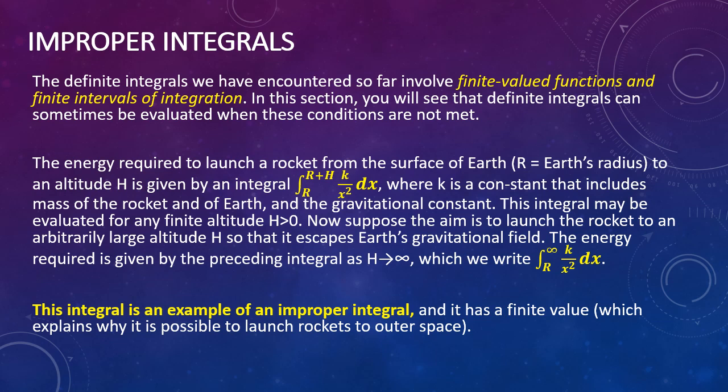Now suppose the aim is to launch the rocket to an arbitrarily large altitude h so that it escapes Earth's gravitational field. The energy required is given by the preceding integral as h approaches infinity, which we write as the integral from R to infinity of k over x squared dx. This integral is an example of an improper integral, and it does have a finite value, which explains why it is possible to launch rockets to outer space.